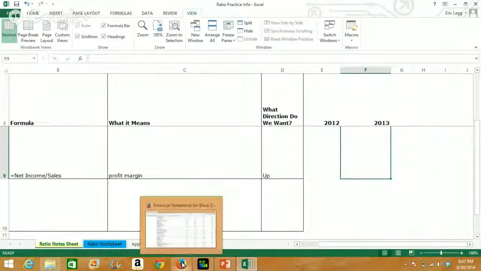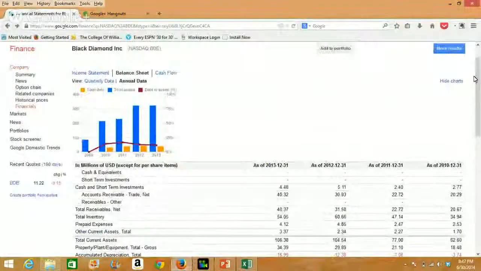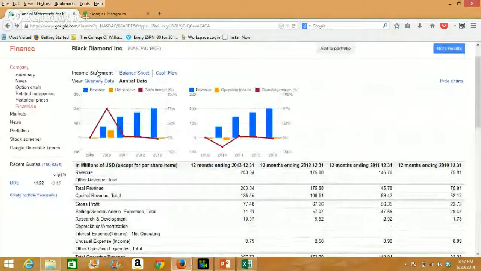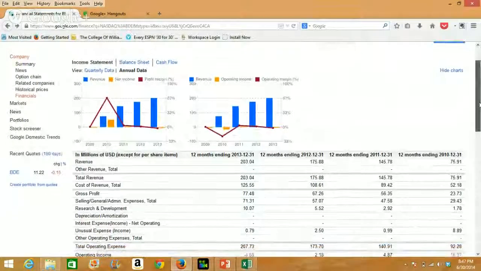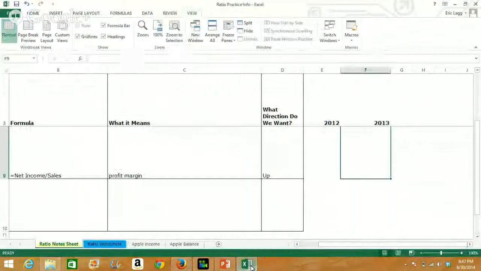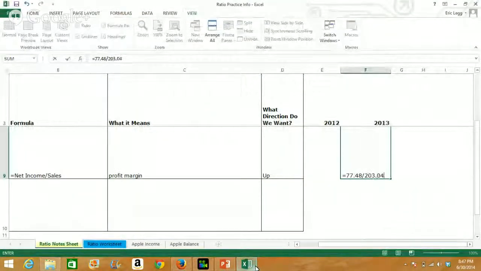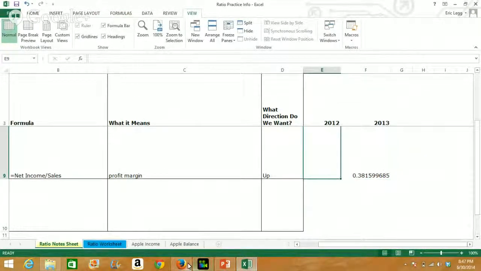Let's look at our friend Black Diamond. Net income, profit. We don't put profit in our pocket. It's over a period of time. It's a video. So it's going to be on the income statement, flow. And we're going to see this one here, gross profit, 77.48 in 2013, divided by sales. Again, remember I said that's also revenue, 203.04. 0.38 is our return on sales in 2013.